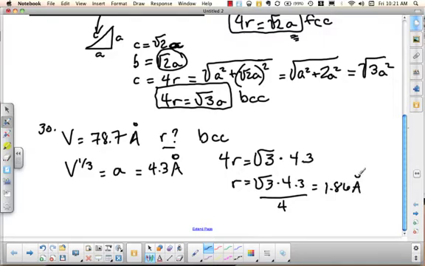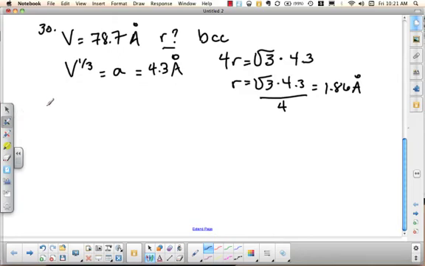1.86 angstroms. And that's the answer for the rest of 30 that we did not do. Okay, let's go on to 31, which is the one that Kristen wanted me to do at the beginning of class, and she said her tutor couldn't figure it out, and I understand why. After I finally got it figured out myself, they just don't do a very good job.